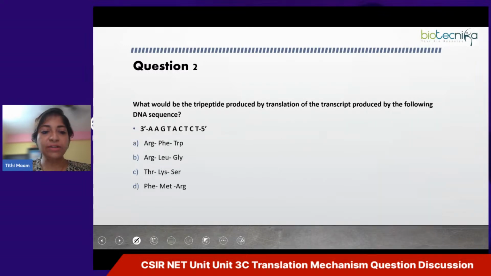Now, next question. What would be the tripeptide produced by translation of a transcript produced by the following DNA sequence? This was a CSIR question, and I think it was asked just two years back. So you have to find out what tripeptide sequence will be produced when the DNA sequence is given. In this case you have to understand and remember.